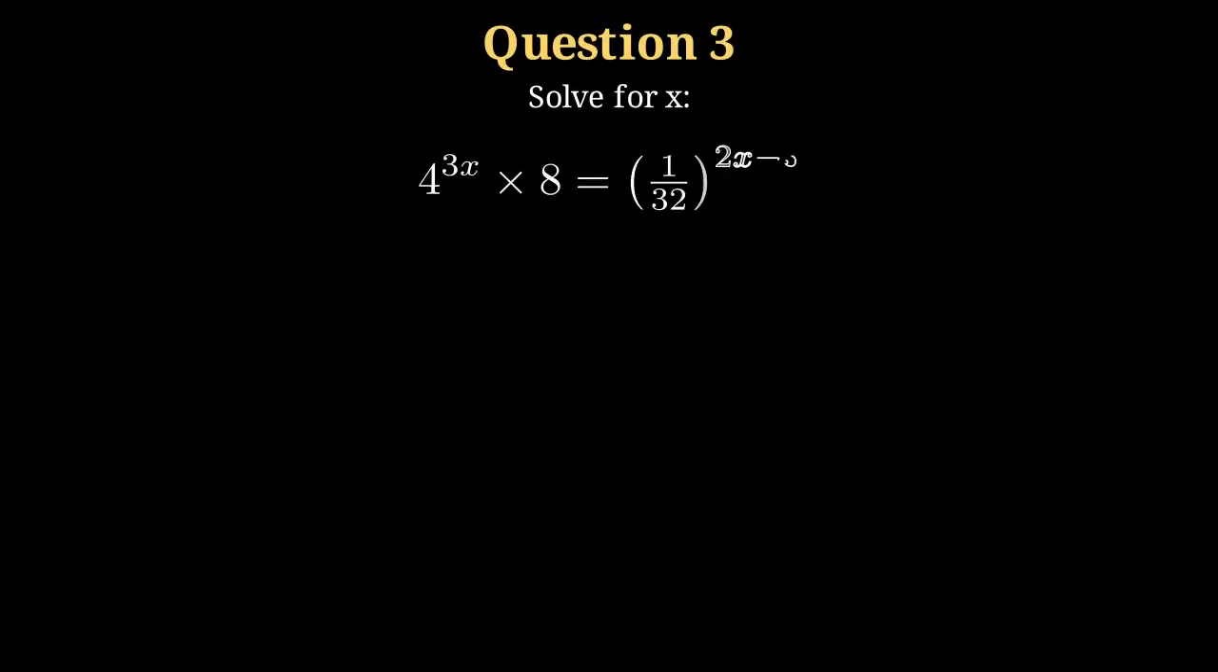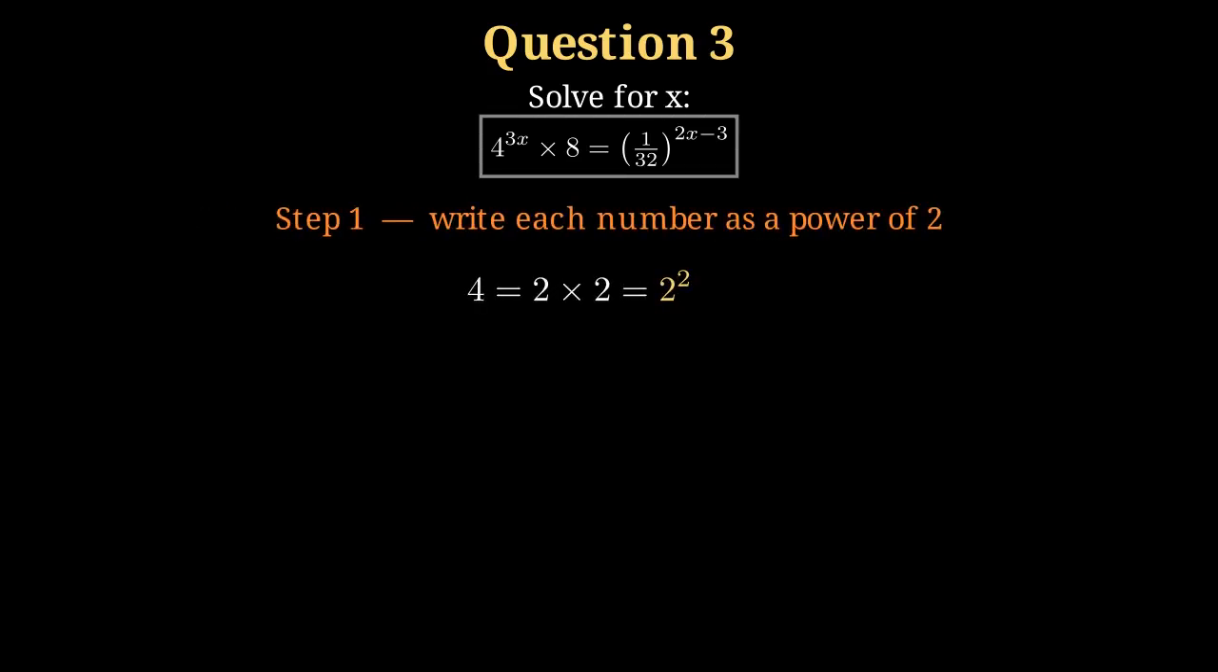Welcome to question 3. We have to solve this equation for x. The powers look different on each side, but there's a neat trick. Every number here, 4, 8, and 32, is a power of 2. If we write everything with the same base, 2, we can simply compare the powers.